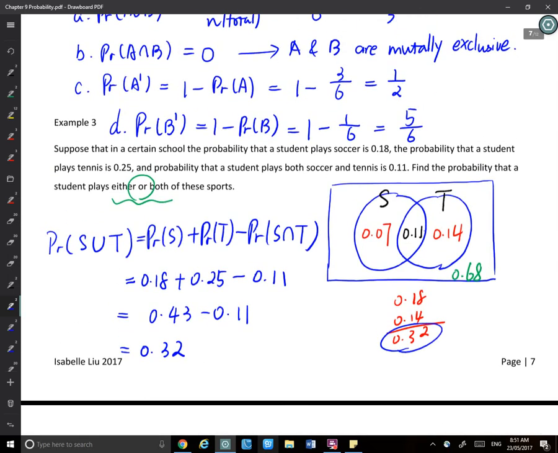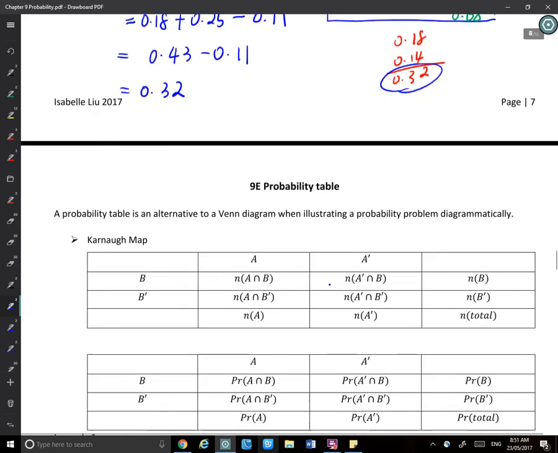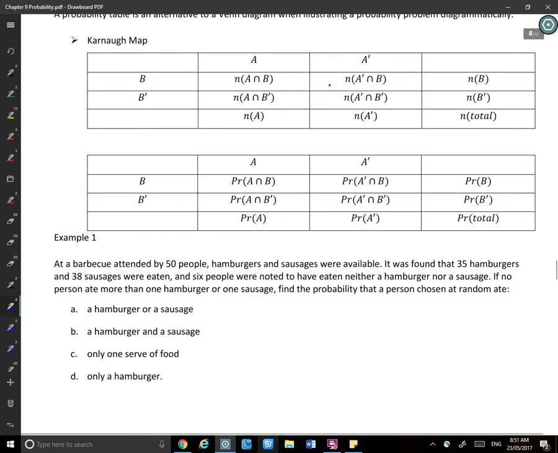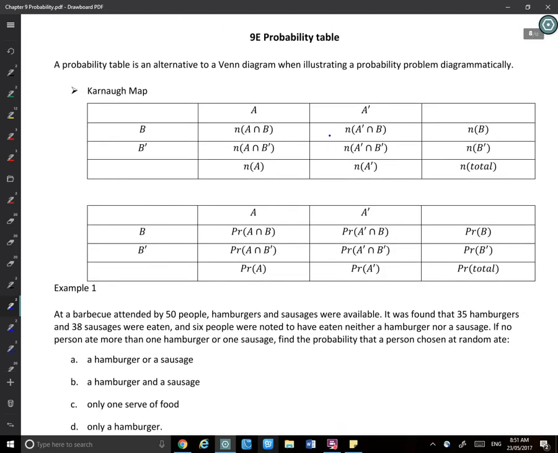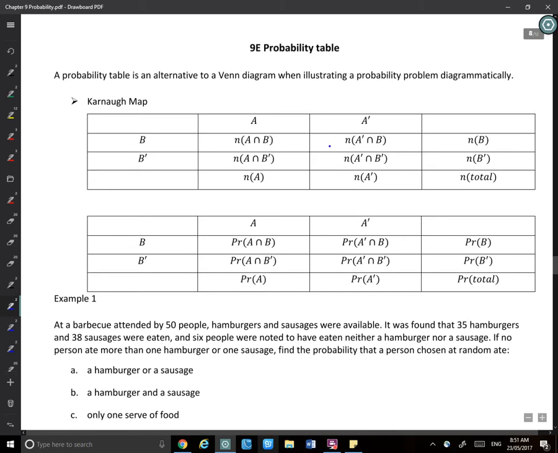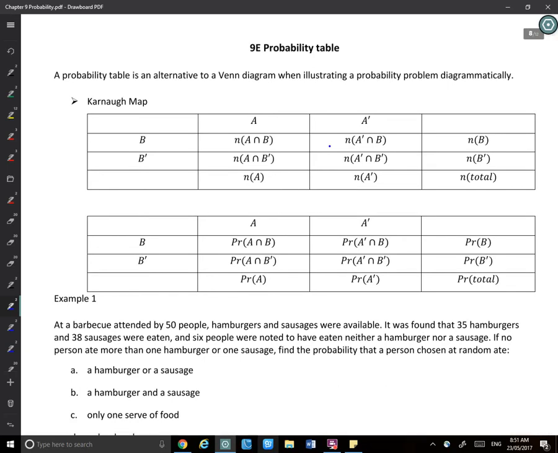That's for example 3. Okay, the next one is the probability table. It's also called a Karnaugh map. We normally call this a probability table or two-way table.